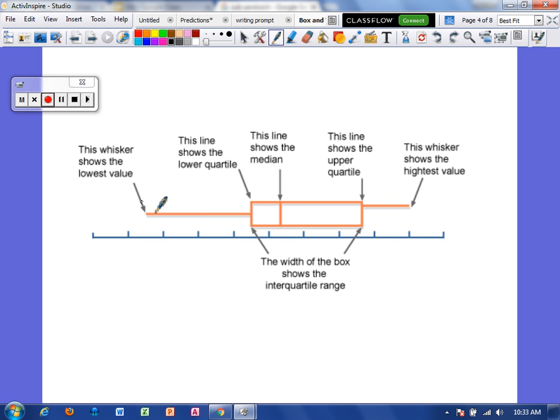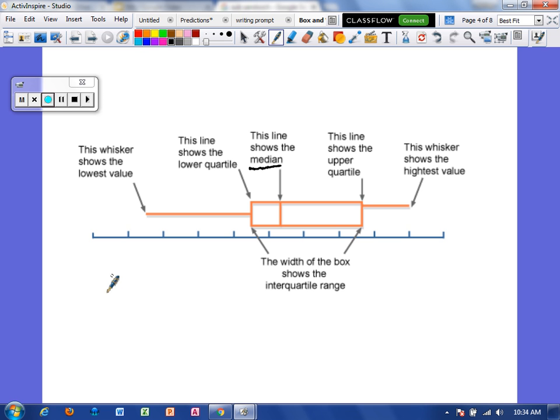Okay, so on a box and whisker plot you have the lowest value and the highest value. Whatever line you see in the box is the median. Now the median is not necessarily in the middle, so as you can see here, this line is not in the middle of the box, but it doesn't matter. The line's in the box, it is the median. This line right here represents the lower quartile, and this represents the upper quartile. The width of the box shows the interquartile range, and then if you take the whole thing from beginning to end, that would be the range of all the data. And the range of all the data can also be known as the spread or the variability.